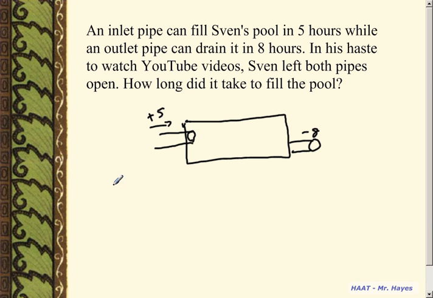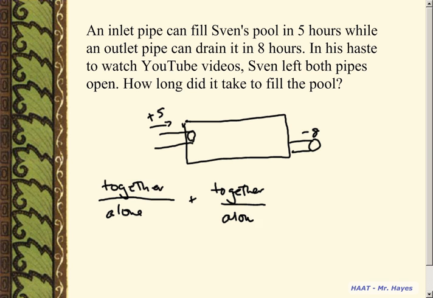Now remember, we've talked in class about how we go about this. One of the ways we can figure this out is we're essentially going to figure out what percentage of the job each pipe does. So in this case, together over alone. So the rate together over the rate alone, plus the rate together over the other alone. And again, you can do this as many times as you need to. Here we only need to do it twice. So this is going to be the percentage of the inlet pipe, and this is the percentage of the outlet pipe.